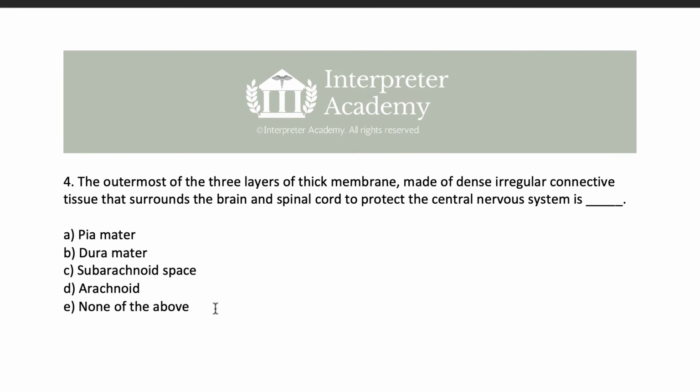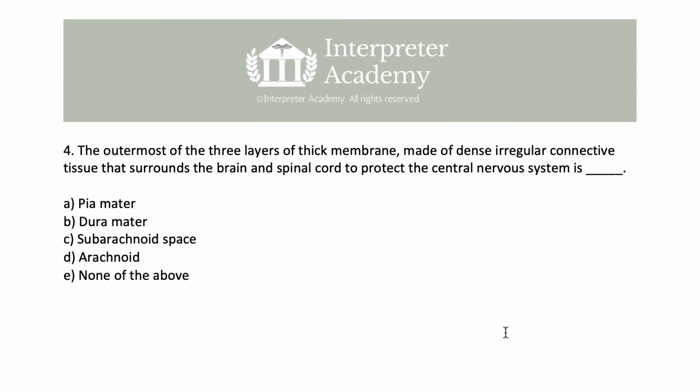Here is the last question that I have prepared for you. Number 4, the outermost of the 3 layers of thick membrane made of dense irregular connective tissue that surrounds the brain and spinal cord to protect the central nervous system is blank. So I feel like we're going a little bit more technical in terms of the medical terminology. And as you can tell, they are throwing in lots of words. So if you're not familiar with these medical terms, you might feel a little panicky and be like, oh my god, I don't know what they're talking about.